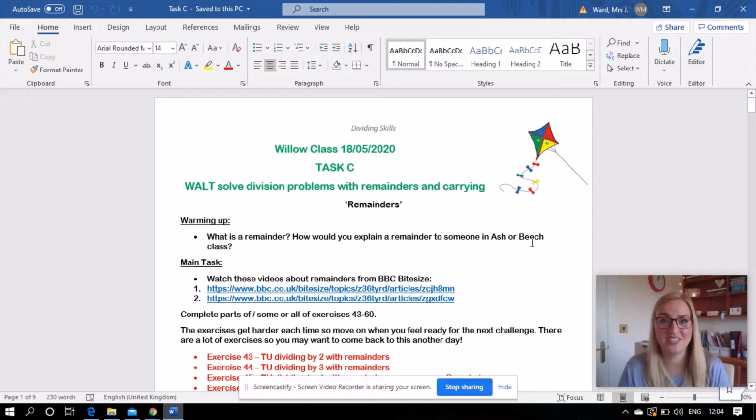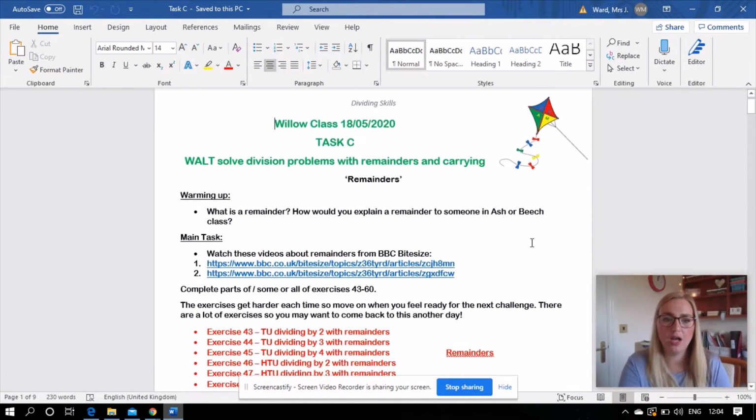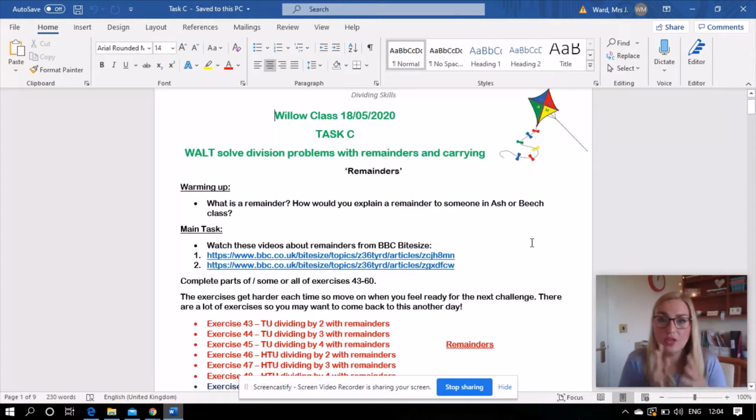So final task of the day, task C, we are learning to solve division problems with remainders and carrying. So to warm up, I've got a question. What is a remainder? And if you had to explain it to someone a little bit younger than yourself, maybe someone in Ash or Beach class, how would you describe to them what a remainder is?